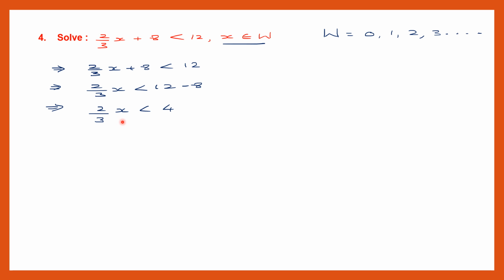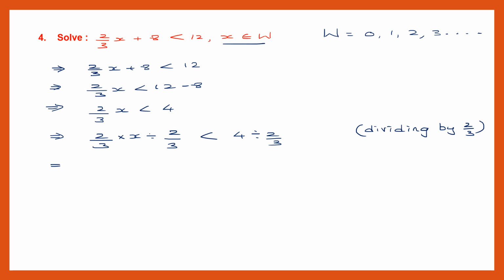Now we need to have only x, isn't it? So we have to remove this 2 by 3, which is multiplication. To remove it, we have to divide by 2 by 3. We say 2 by 3 into x divided by 2 by 3, and on the other side also we should do it: 4 divided by 2 by 3. So here also we have to divide by 2 by 3. What have we done? We are dividing both sides by 2 by 3.